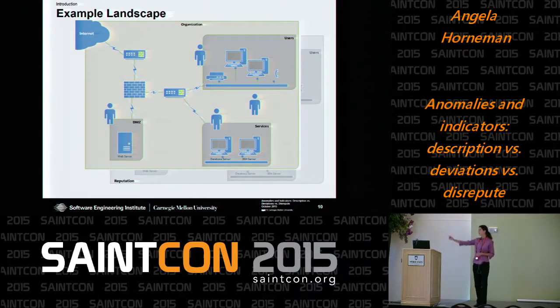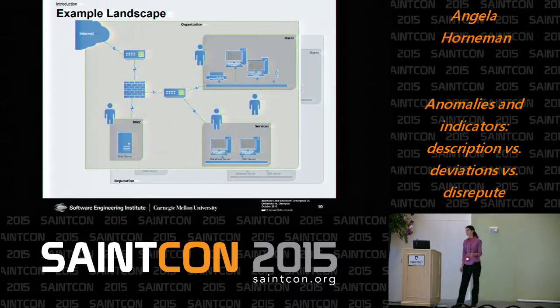We have devices that provide services. Users may or may not interact with those directly. We have devices that the outside world interacts with, your DMZ zone. You have firewalls, you have routers. You have users themselves, which are assets.